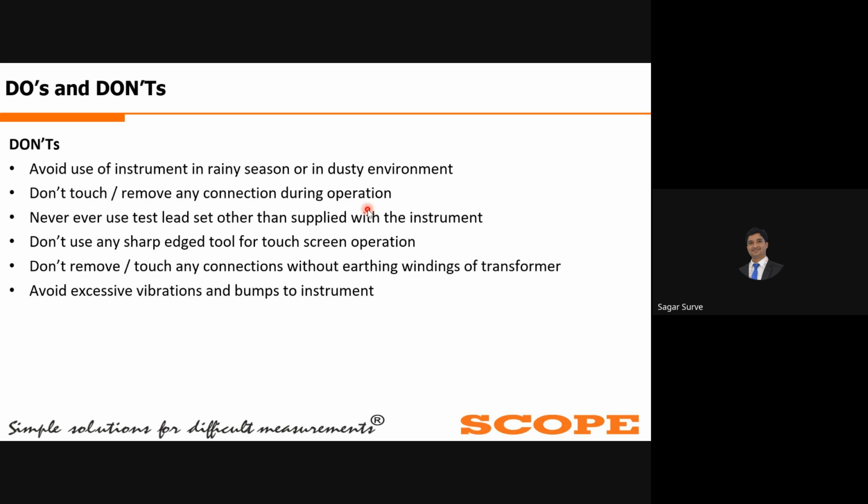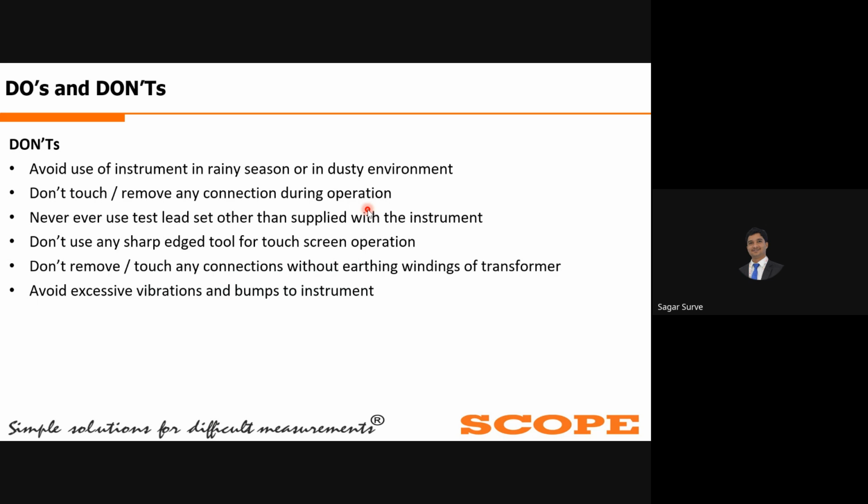The test leads are also specially designed for the particular instruments, considering the length of the cable, the property of the conductors we are using, and the resistance of the cable. That can vary from material to material or length to length. So that's why we should use the proper test lead sets which are supplied by the OEM with the instrument itself. And don't use any sharp edge tools to touch the screen during operation.